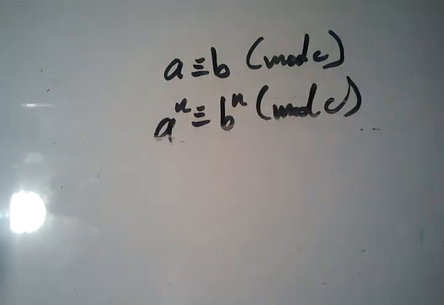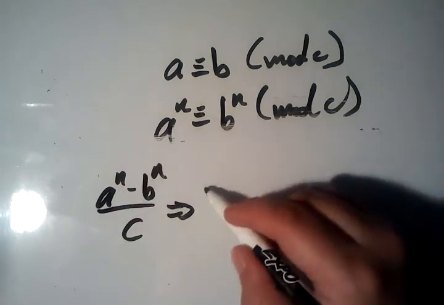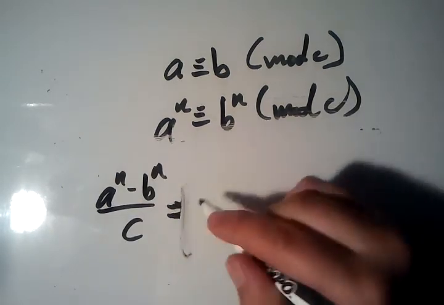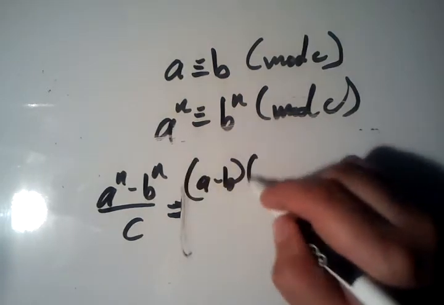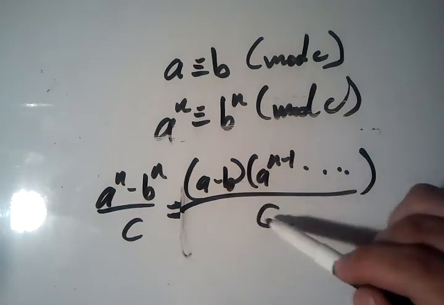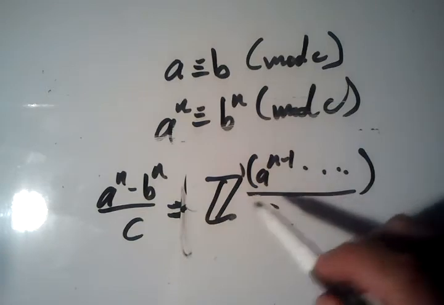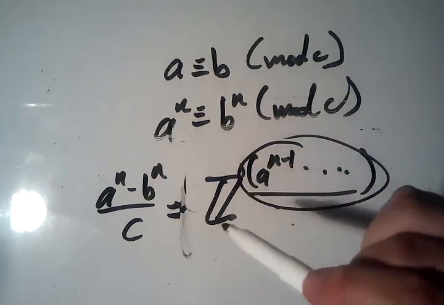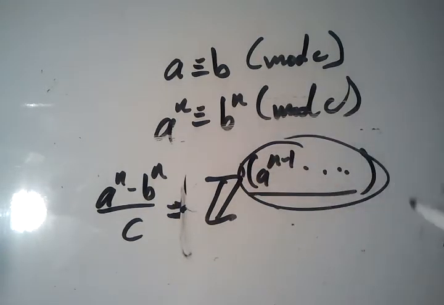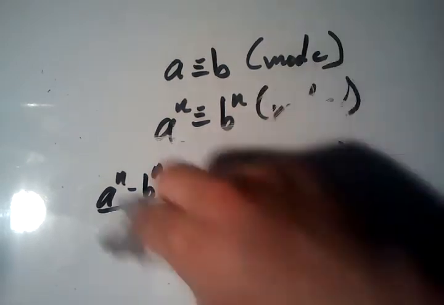So that means that (A to the n minus B to the n) over C equals (A minus B) times (A to the n minus 1, all that stuff) over C. And we know that (A minus B) over C is an integer, so we can just replace that with an integer sign. This whole other part is an integer as well, because it's just multiplication and addition of integers. So the end result is also an integer. That means that A to the n is congruent to B to the n mod C. Now that we've established that, this problem becomes very simple.